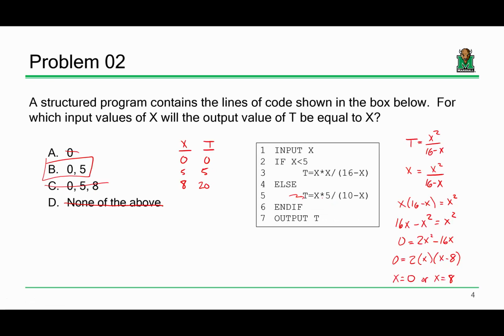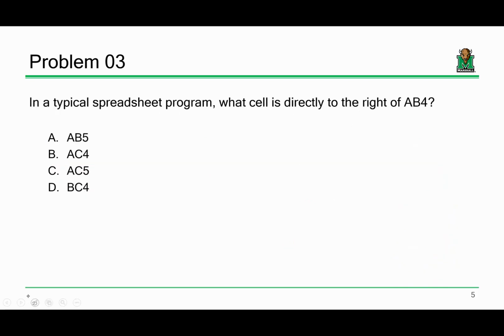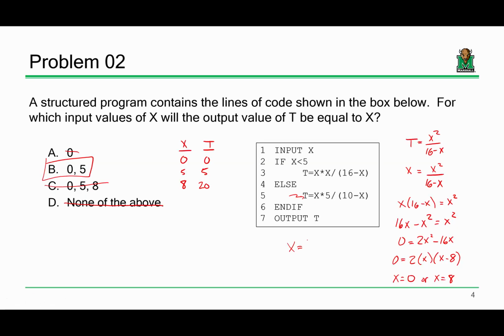And you'd ask, well, what values, you do the same thing. You'd say x equals, you would get x equals 5x over 10 minus x. What is happening with my pen? I apologize. Over 10 minus x. And when you solve this equation, you get x equals 0 or x equals 5.